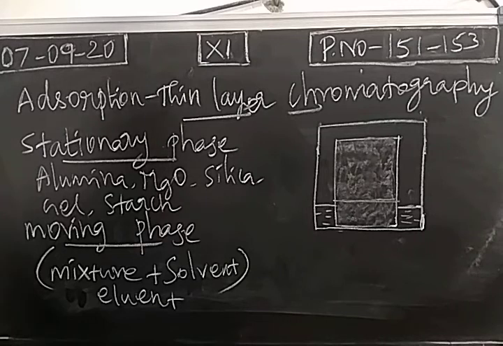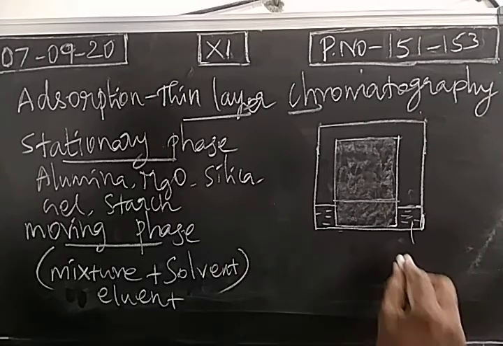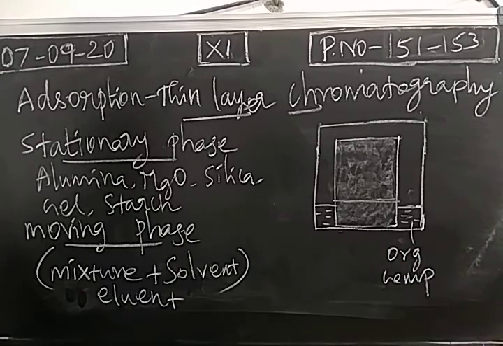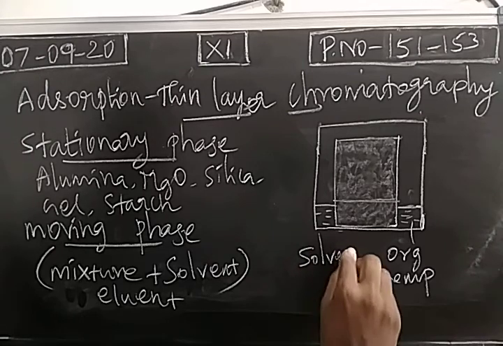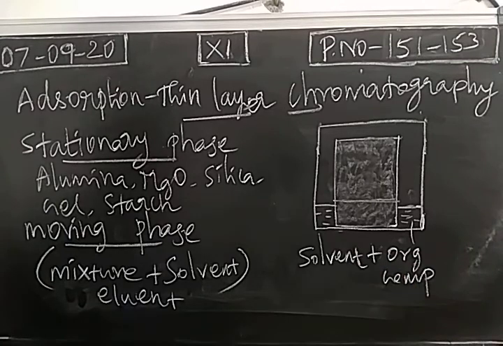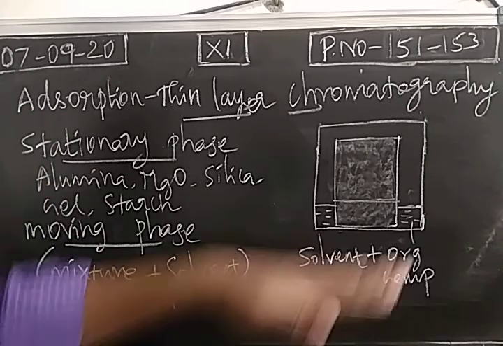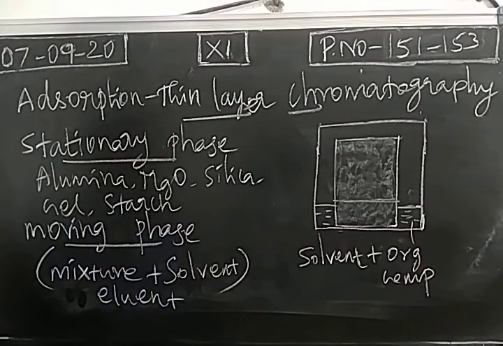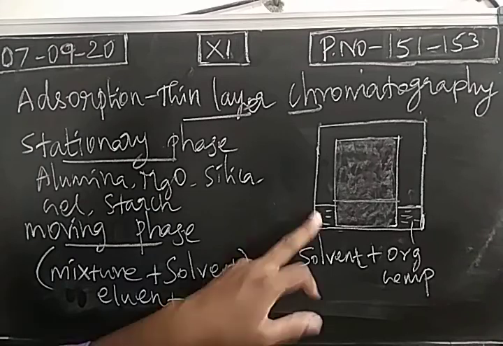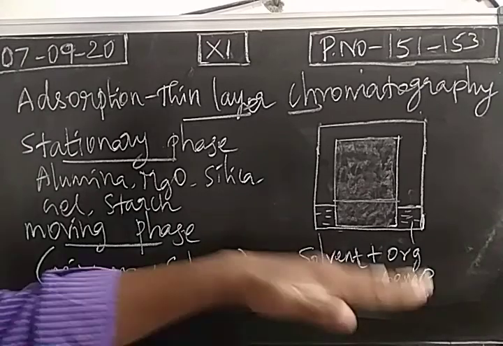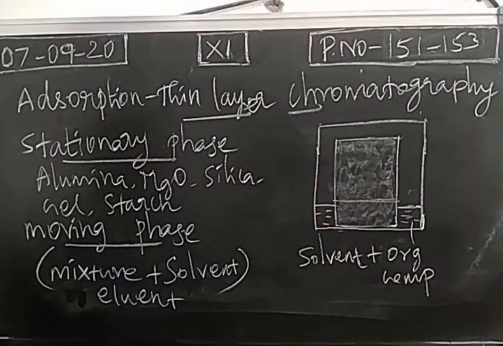Next, what happens? Here we have organic components along with the solvent, right? So we have solvent plus organic components. Next, the adsorption process will be taking place. So the organic components and the solvents will move in the upward direction. When the TLC plate is dipped in the solvent containing organic compound, all the components of the mixture as well as the solvent will rise in the upward direction.